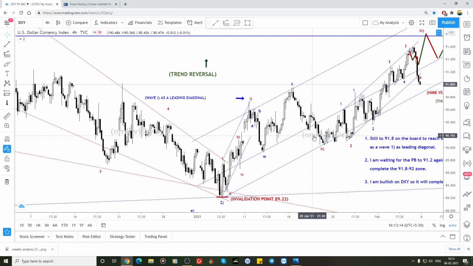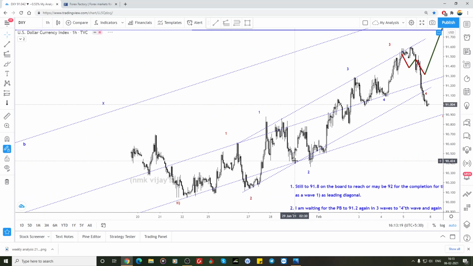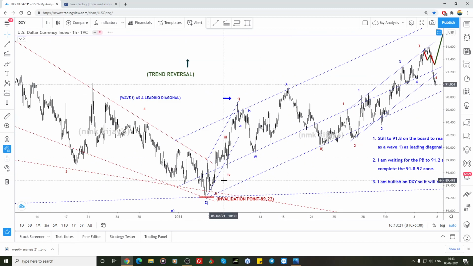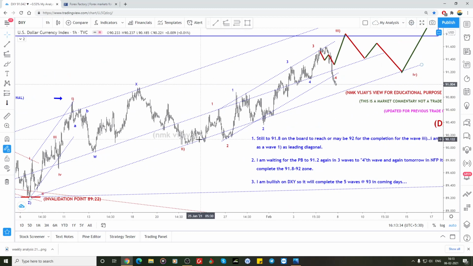Now it is making a 3-wave structure, and I will show you how we are changing the counts according to the price action. So as of now this is perfect. This is a leading diagonal of wave 1. After that is a 3-wave structure, and here also a 3-wave structure, here also a 3-wave structure. So this is a running flat of wave 2. After that this is also a 5-wave structure, and again a 3-wave structure. This is a 5-wave and 3-wave and 5-wave. So everything is perfect from here.